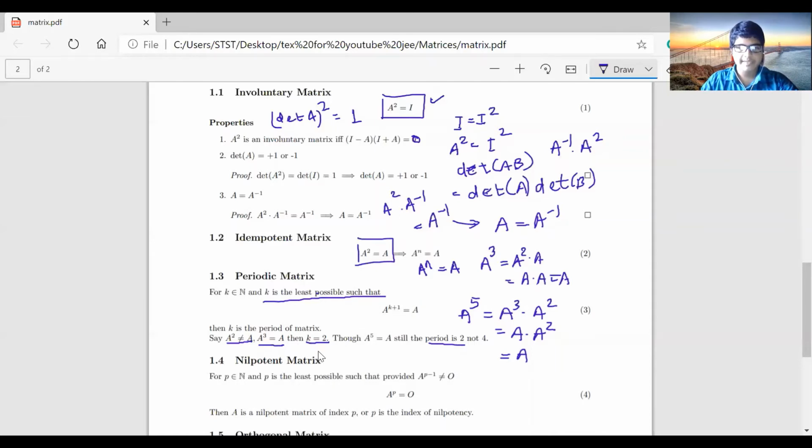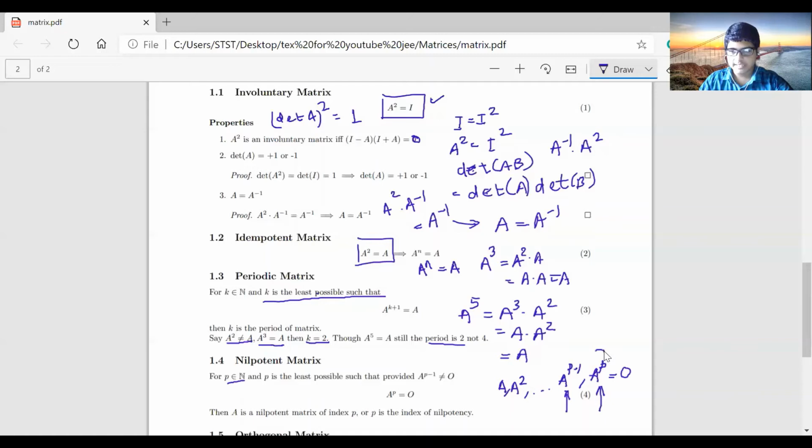Now let us go to nilpotent matrices. In a nilpotent matrix, for P belonging to the natural numbers, P is the least possible such that A to the power P minus 1 is not 0 and A to the power P equal to 0. Which means that you find A, you find A square, you continue till A to the power P minus 1, till which it is non-zero or not a null matrix, but you obtain A to the power P as a null matrix. And after that, it is going to be null itself, because anything into null is going to be null for any matrix. So till a certain point it is not null, and after that everything is null.